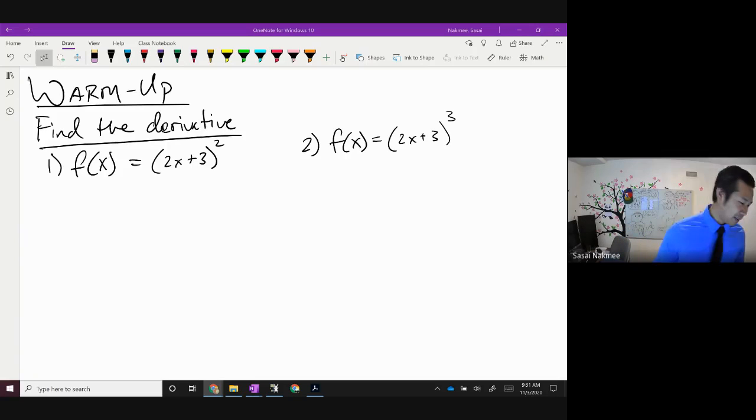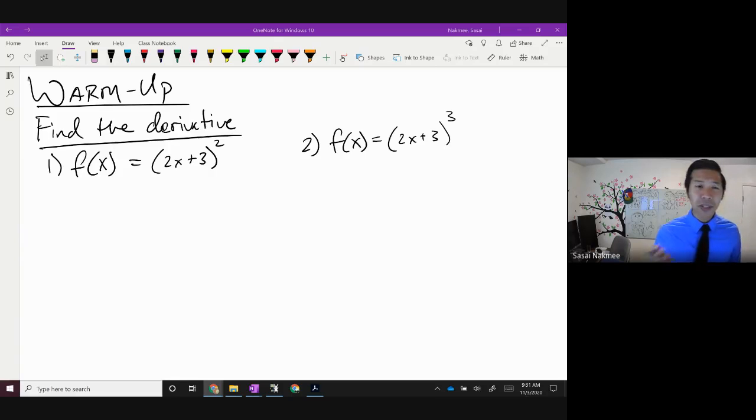All right, so today we're just going to start off with doing a couple derivatives. And you have a couple options here. For number one, you can just multiply it all out and then take the derivative using the addition and subtraction rule. I think that'd be easier.